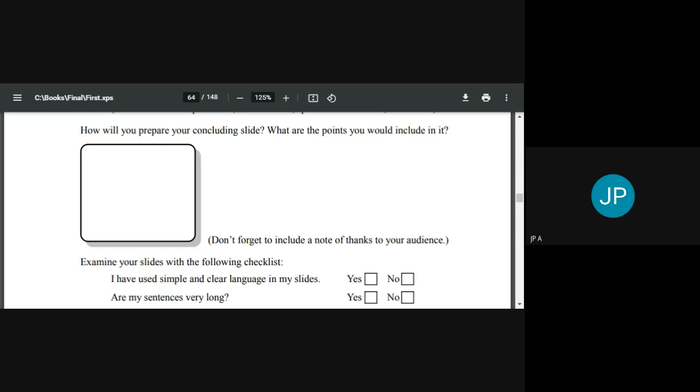This is something which I will always emphasize. You can include photographs of places. When you're mentioning a club, you can include a photograph of that club. So minimum of text, more of visual information. That should be the peculiarity of slides. So our sentences should not be very long.